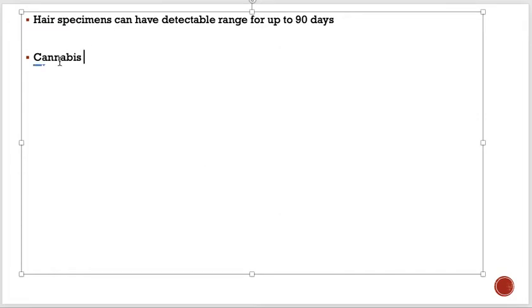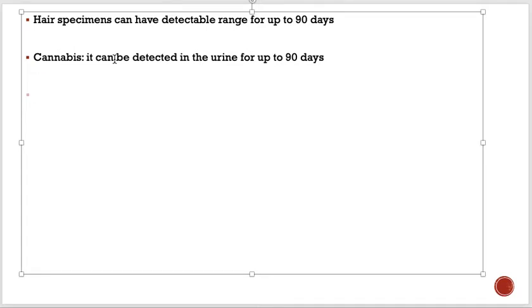Cannabis, I'm giving you an example of this. Anyone who is a heavy user or an abuser of cannabis, guys, it can be detected in the urine for up to 90 days. Or you can say maximum up to 90 days, because maybe after 30 days it will not be detected.